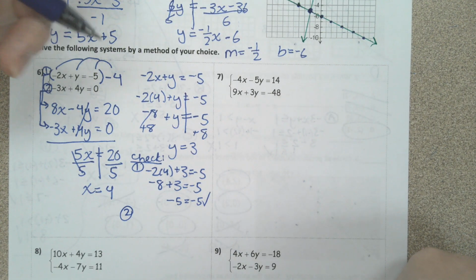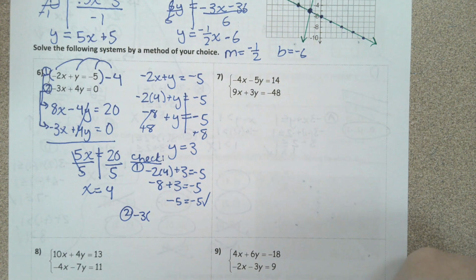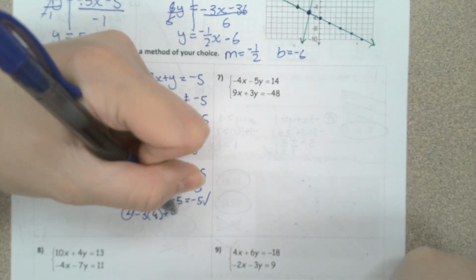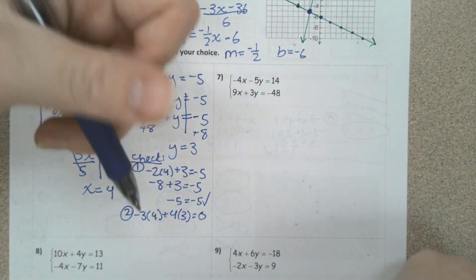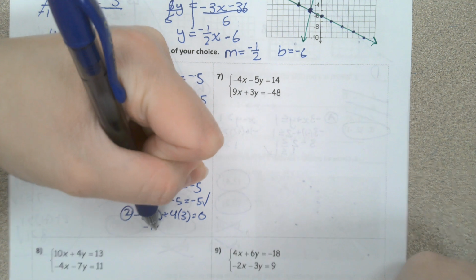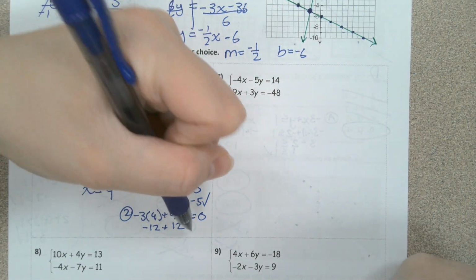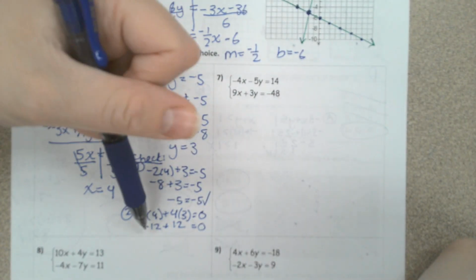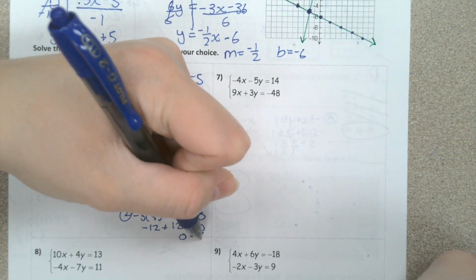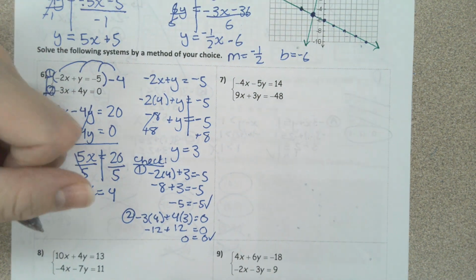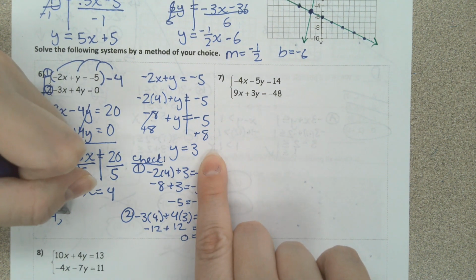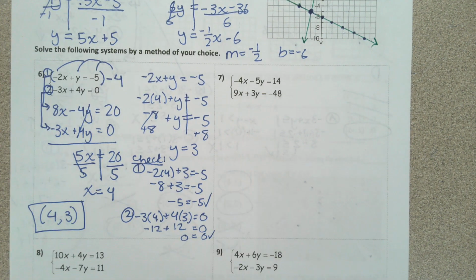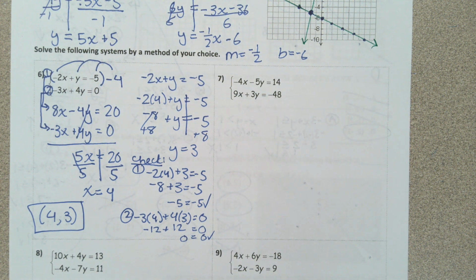-3x plus 4y equals 0. -3 times x is 4 plus 4 times y is 3 equals 0. -3 times 4 is -12 plus 4 times 3 is 12 equals 0. -12 plus 12 is 0. So that one also worked. My final answer is the point (x, y) = (4, 3). And that's it.